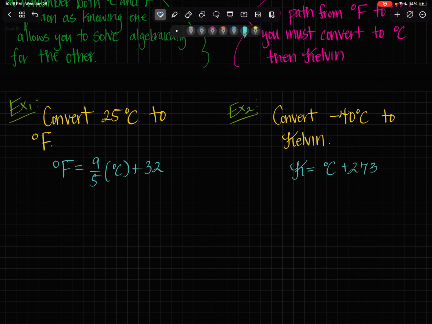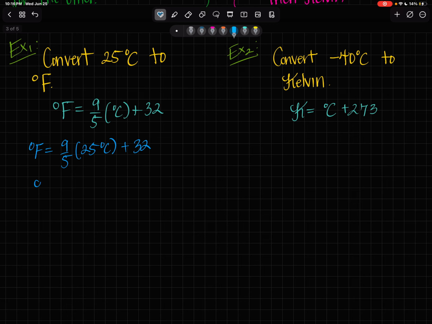The first one is simple. Convert 25 degrees Celsius to degrees Fahrenheit. So the equation we're going to use is degrees Fahrenheit equals 9/5 times degrees Celsius plus 32. And the first thing we're going to do is rewrite this and input our degrees Celsius, being 25 degrees Celsius plus 32.